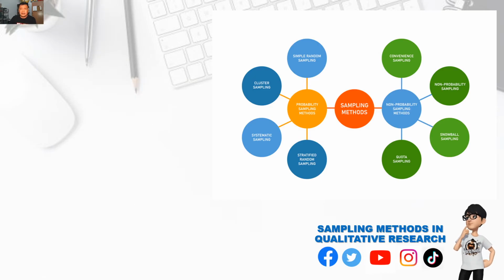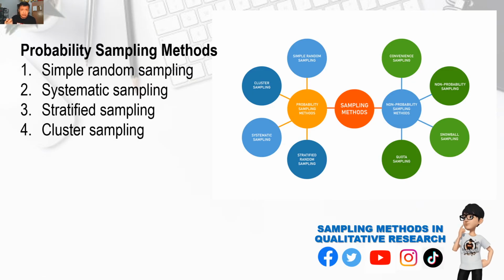Okay. Next is we move on doon sa iba't ibang klase ng probability and non-probability. But again, we are just going to go through the different types of probability sampling method because we are going to focus naman doon sa non-probability para ito sa qualitative research ninyo. So ano-ano yung iba't ibang probability sampling method? Nandyan yung simple random, systematic sampling, stratified sampling, and cluster sampling.